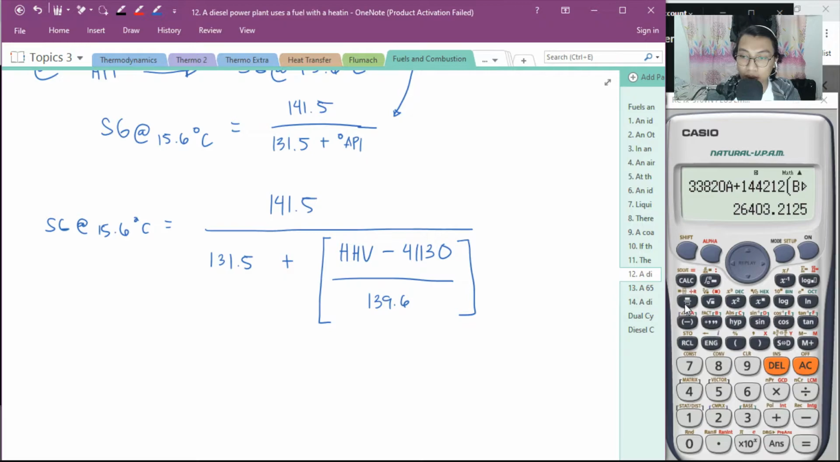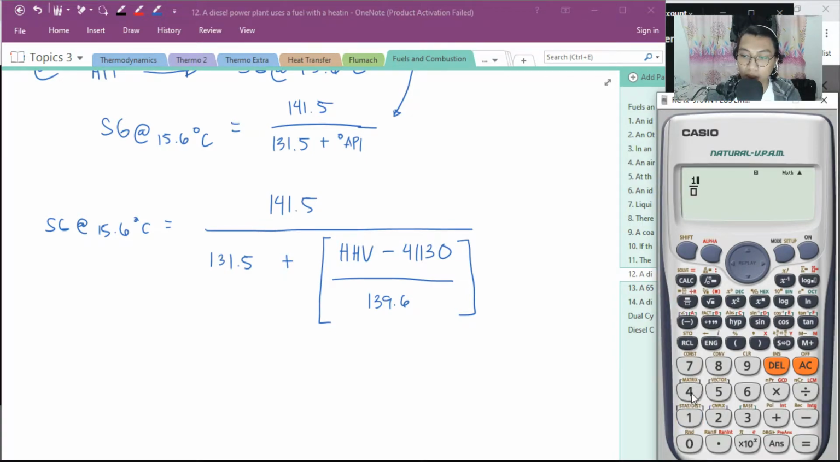Ayan, andyan na. Solve natin: 141.5 divided by 131.5 plus 45,000, hindi ako nagkakamali, minus 41130 divided by 139.6. Okay. So, the SG, store natin yung value niya kay A.